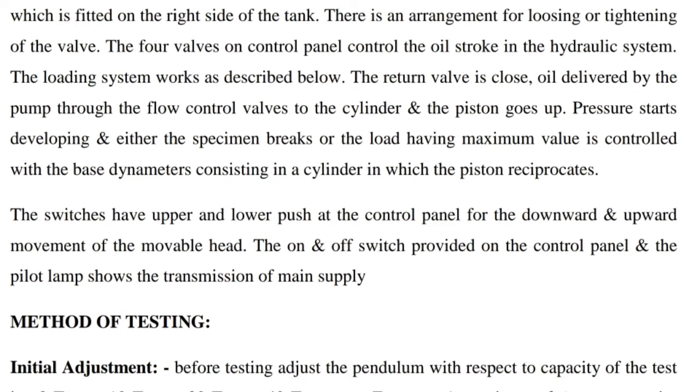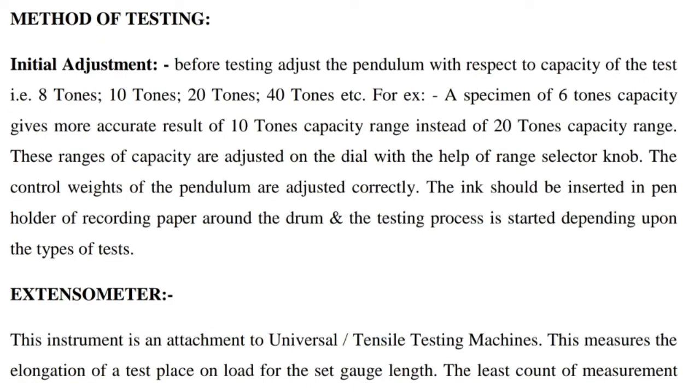The switches have upper and lower push buttons on the control panel for the downward and upward movement of the movable head. The on and off switch is provided on the control panel, and the pilot lamp shows the transmission of main supply. Method of testing. Initial adjustments.